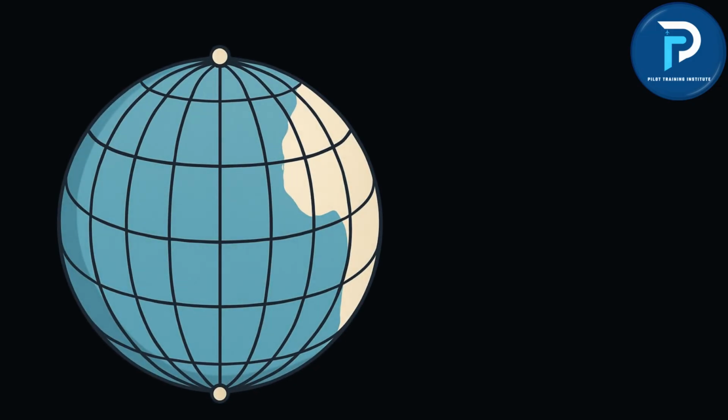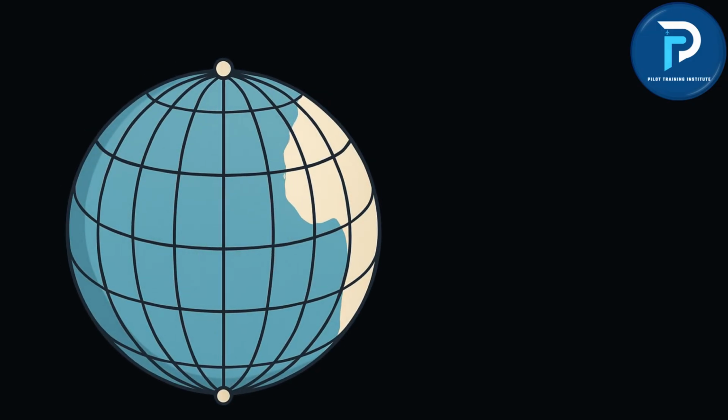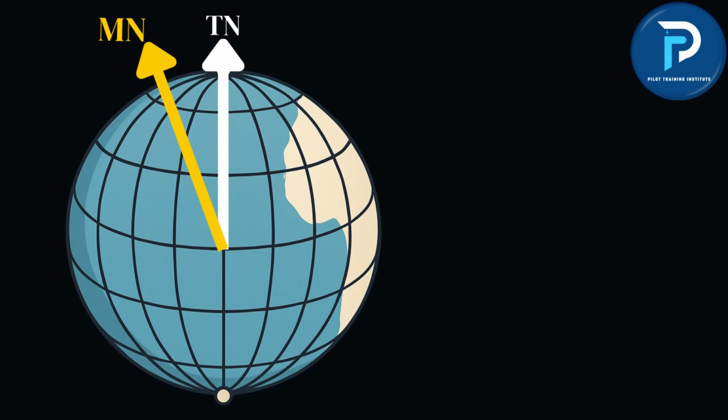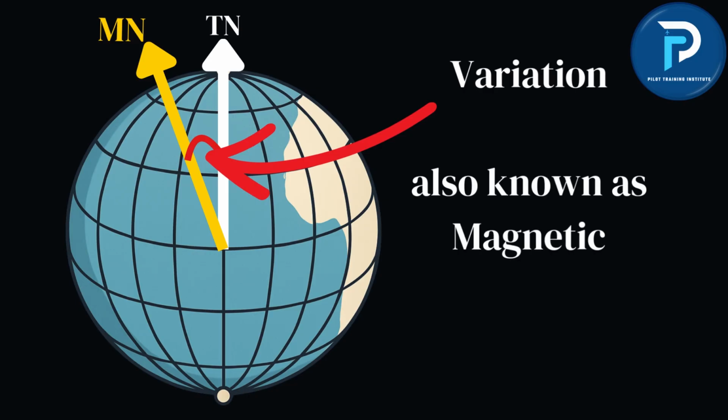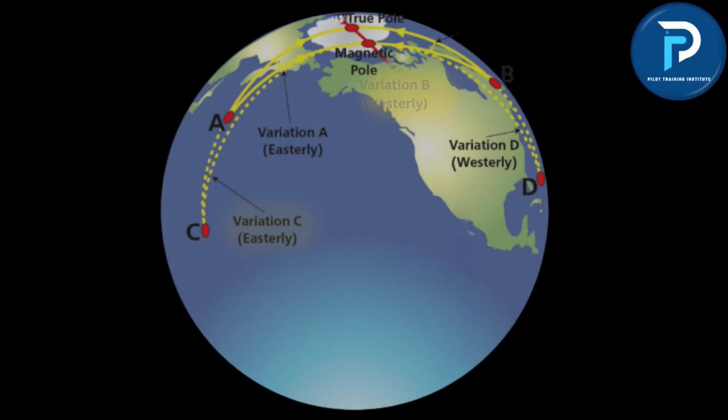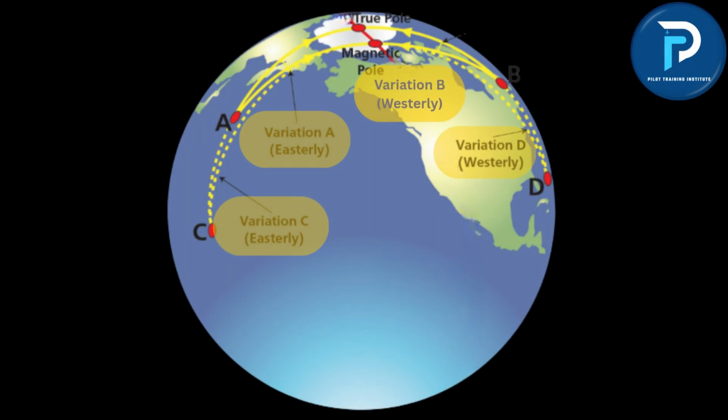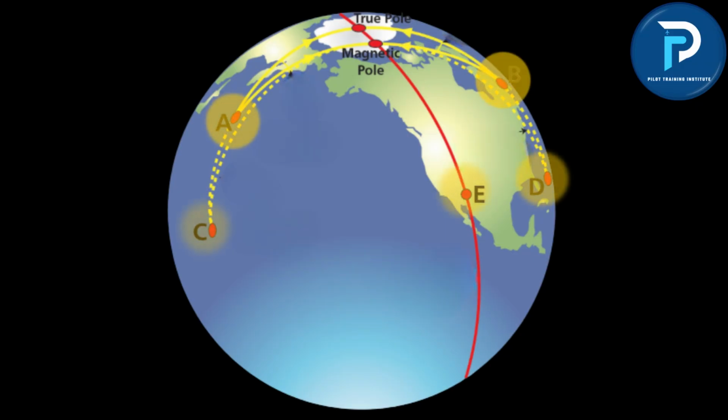But where does variation come in here? So, your true north and magnetic north are not aligned. The difference between your true north and magnetic north is known as variation. This is also called as magnetic declination. Now, talking about this variation, you have two kinds of variation, either easterly or a westerly variation. And this completely depends on your location of the earth.